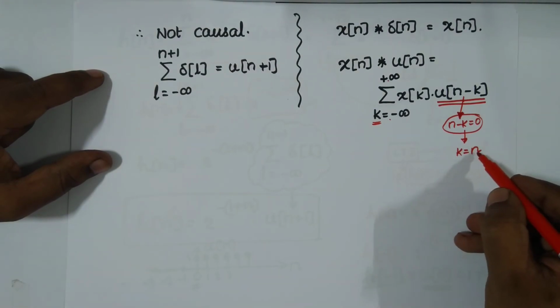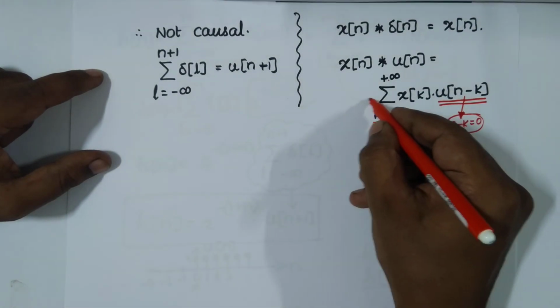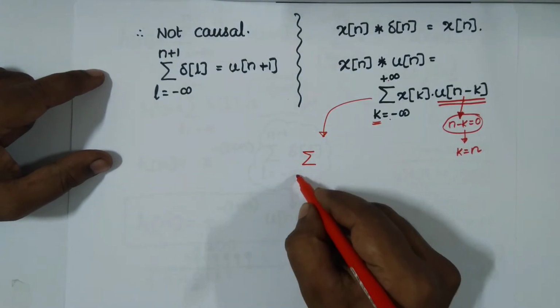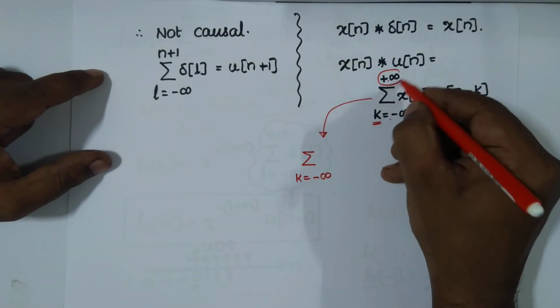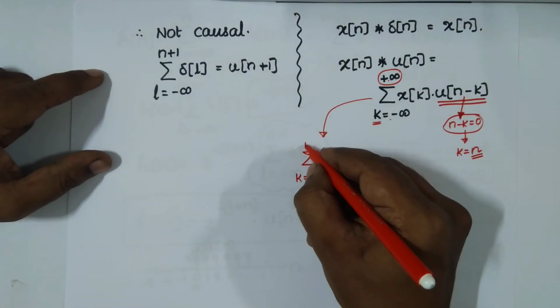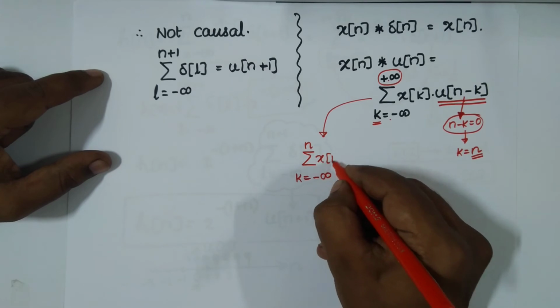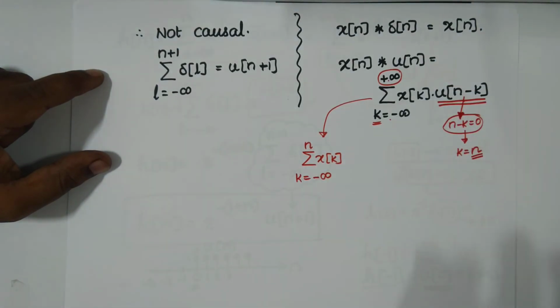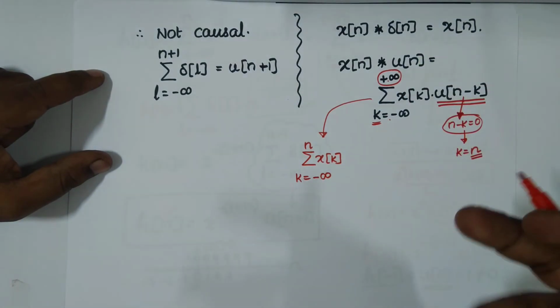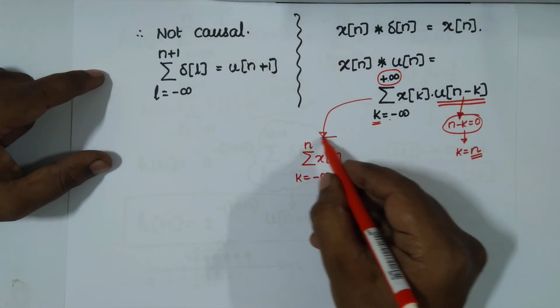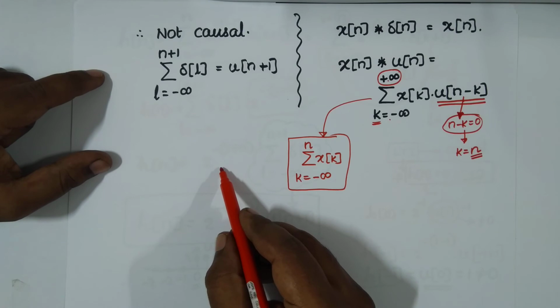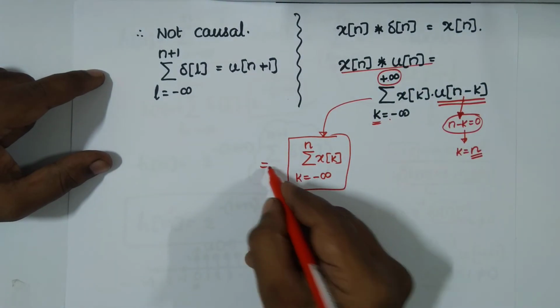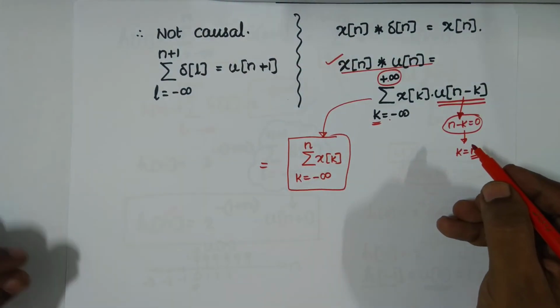Anyways, n is positive here, so k is negative infinity and the upper limit now becomes n. So therefore x of k. Again, don't take this u of n minus k. This fellow always sacrifices for limits and he will be out of the race. So this is what x of n convolved with u of n is. In the left hand side you can put x of n convolved with u of n.